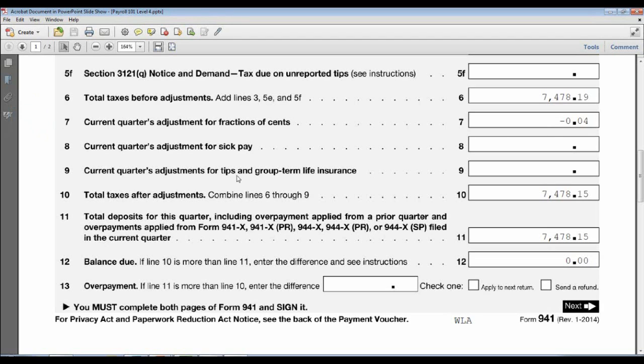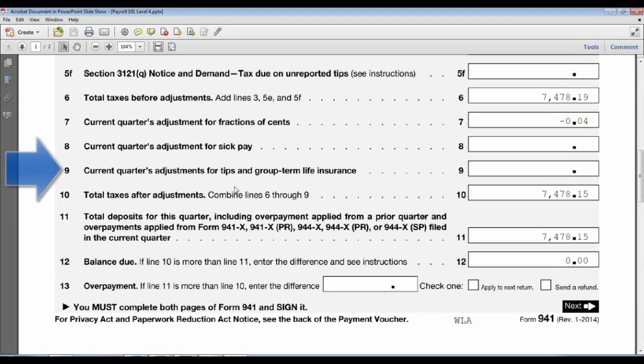Okay, line 8. Current quarter's adjustment for sick pay. This is an adjustment for sick pay for an employee's share of Social Security and Medicare taxes that were withheld by a third-party sick payer. This is for short-term disability payments. Call the IRS if you are unsure.